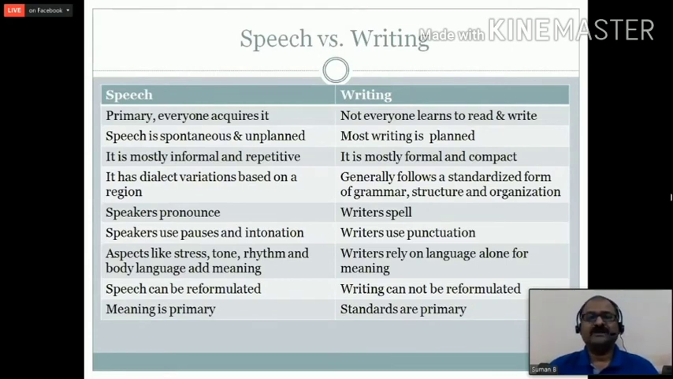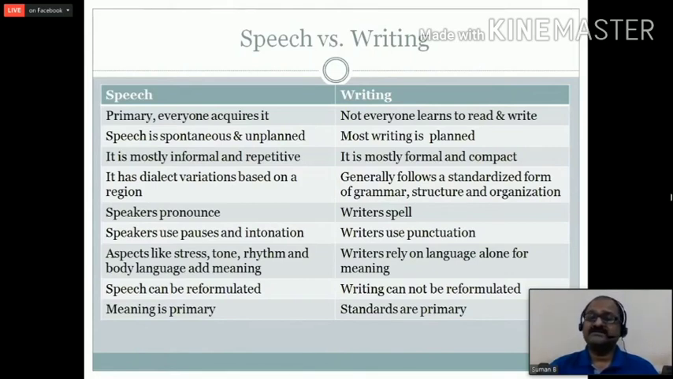So it's important that we understand these basic differences so that we can understand how speech is unique, what makes the spoken mode of communication or spoken discourses unique and different from writing. It is very important. So let us look at some of these important differences and try and understand what these differences are. So speech is primary.